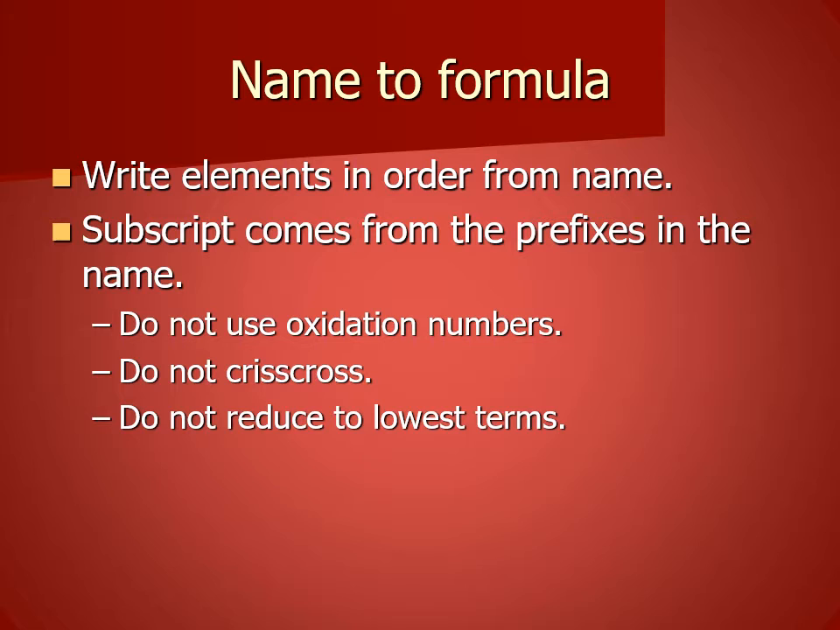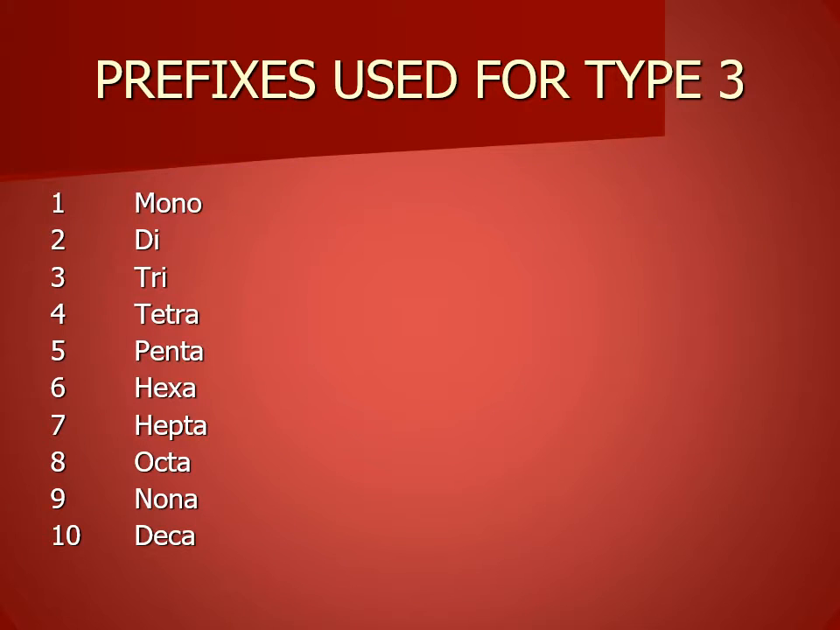So if you are going from the name to the formula, the first thing you want to do is you want to write the elements in order from the name. Then the subscript will simply come from the prefixes within the name. Never use oxidation numbers with these compounds. Do not crisscross anything with these compounds. And importantly, do not reduce anything to lower terms with these compounds. Literally what you see is what you get on these compounds.